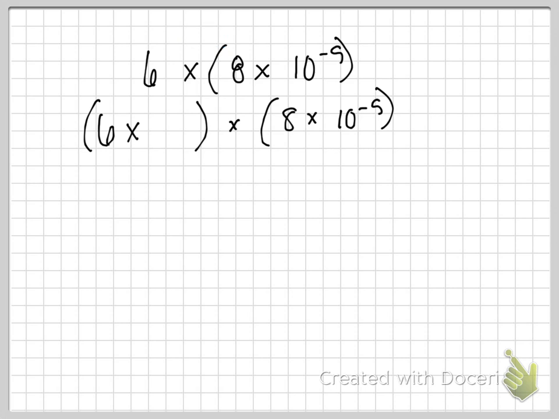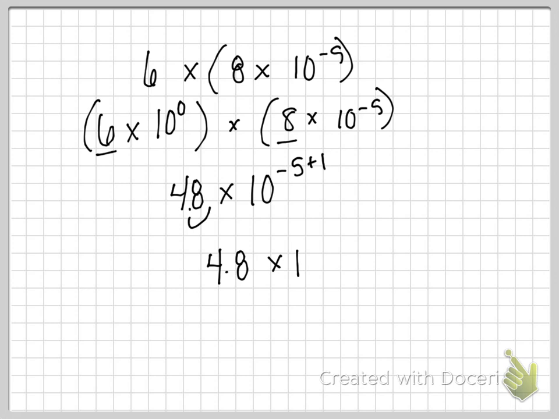6 times 10 to the what? What did we say? 0. Yeah, 10 to the 0. Okay? 6 times 10 to the 0 times 8 times 10 to the negative 5th. Okay, so when we multiply our factors, we get 48. Okay, and then combine the exponents, 0 minus 5, or 0 plus a negative 5. Stays negative 5. This is not in scientific notation, so we move the decimal to the left and add 1. Negative. Times 10 to the negative 4. Perfect.